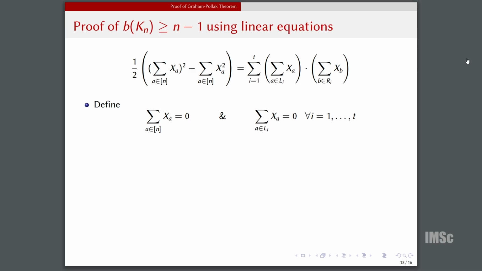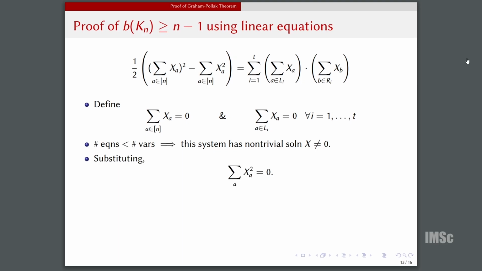Now because these are t plus 1 equations in n variables, because of our assumption it will have a non-trivial solution. If we plug this thing here, the sum of squares is 0, that's equivalent to saying this x is 0. So that's a contradiction because we started with a non-trivial solution. This is another simple proof, and this proof is there on Wikipedia if you want to look at it.